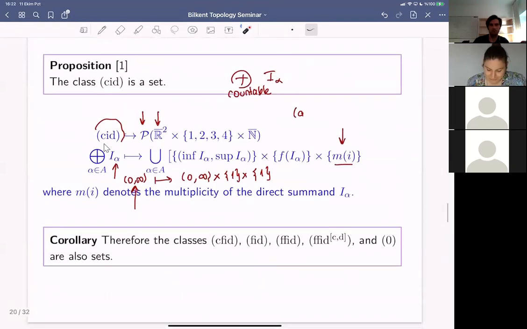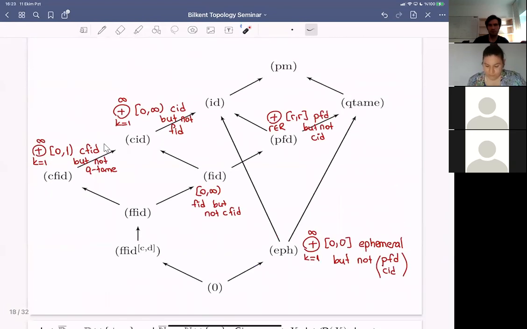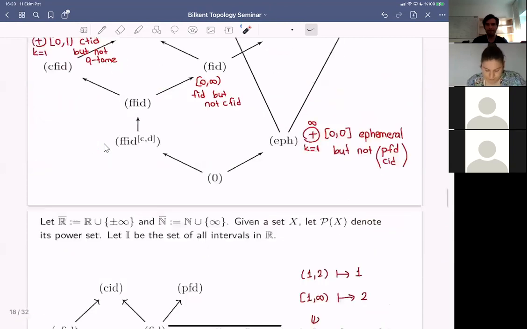Just to understand, if you look at this graph, you see that the ephemeral class is on the ground. So if the class of ephemeral persistence modules is not a set, then we can conclude that the class of interval decomposable persistence modules, the class of persistence modules, and the class of Q-tame persistence modules are not sets as well.